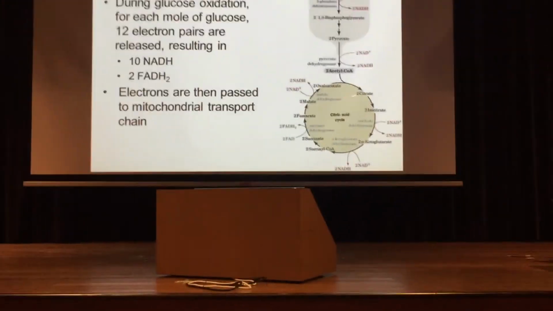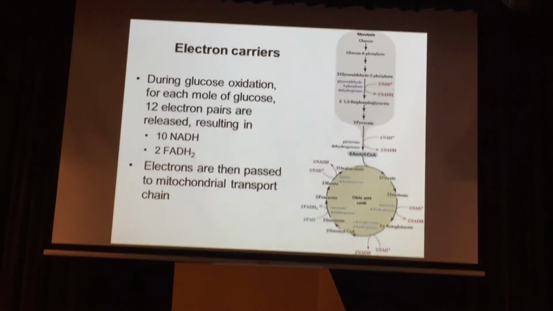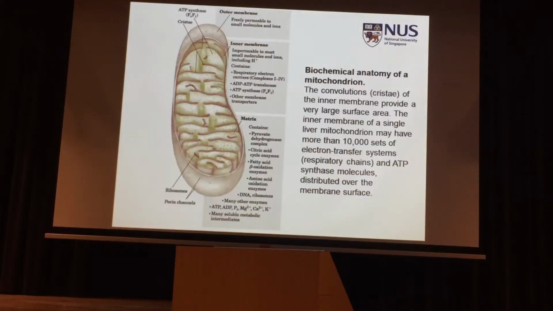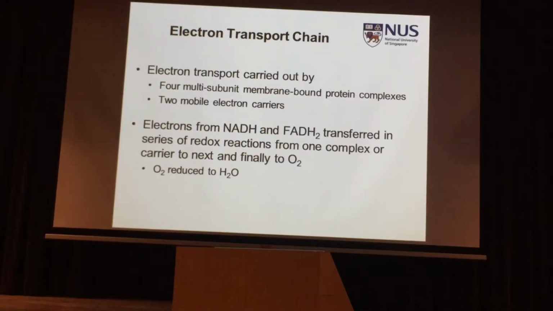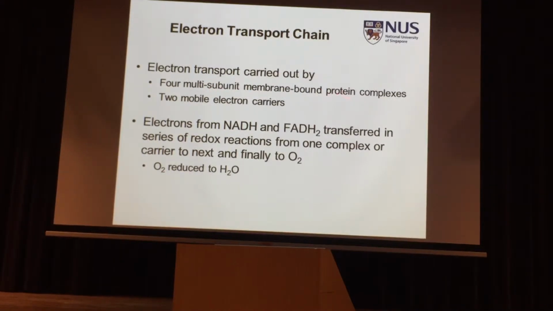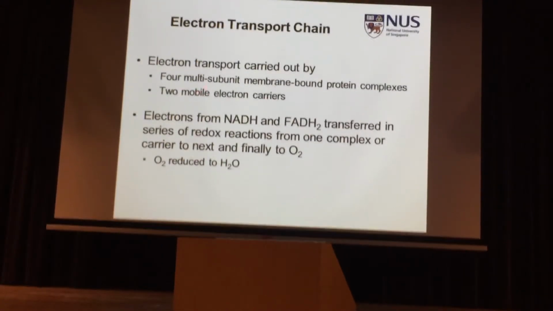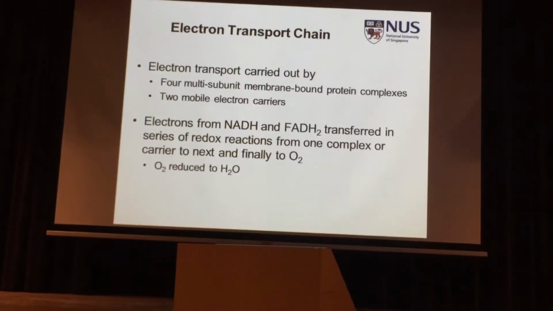Some of these electron carriers are outside, and this is in the mitochondria already, okay? So the electrons need to be passed on. How do we pass them on? We do this by using membrane-bound protein complexes, and these are electron complexes on the inner membrane, yeah? And we have an extra 2 mobile electron carriers.